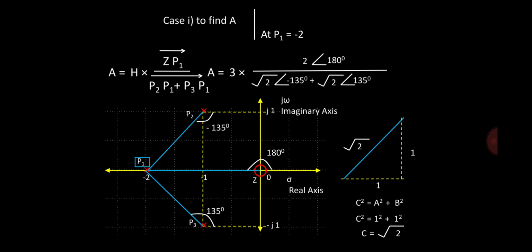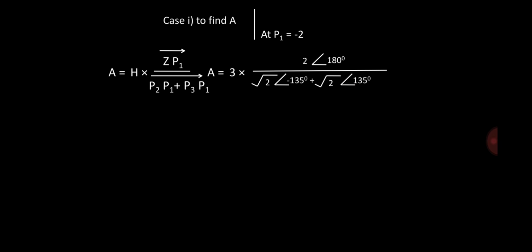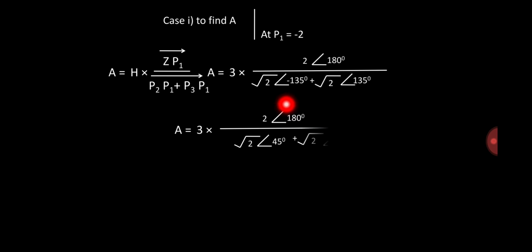So the angle is 135. So finally we got A is equal to 3 into 2 angle 180 upon root 2 angle minus 135 plus root 2 angle 135. So let's solve it. The angle of minus 135 can be written as 45. Okay, minus 135 degree is nothing but 45 degree. So A is equal to 3 into 2 at an angle 180 upon root 2 at an angle 45 plus root 2 at an angle 135. So A comes to be 3 into 1. So A is equal to 3. So we got the value of the first coefficient, A is equal to 3.